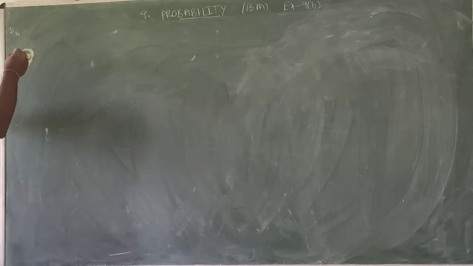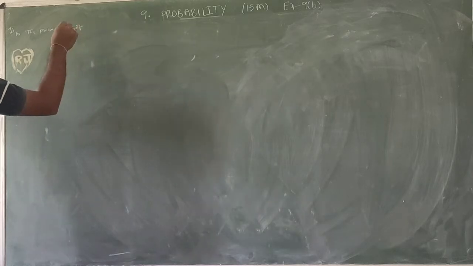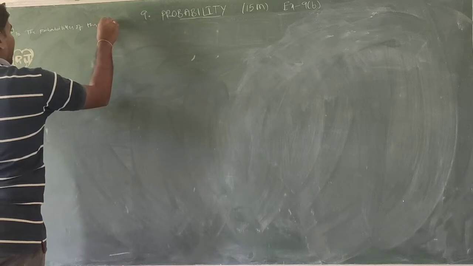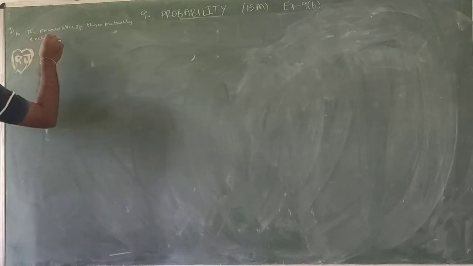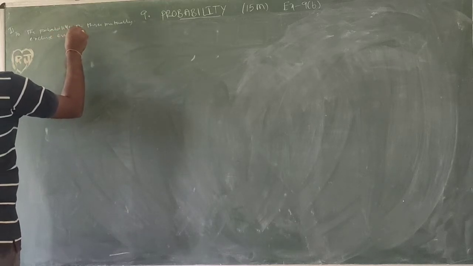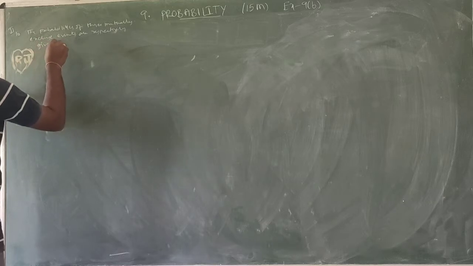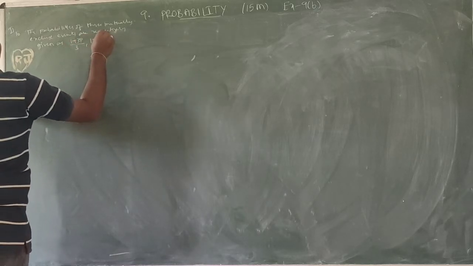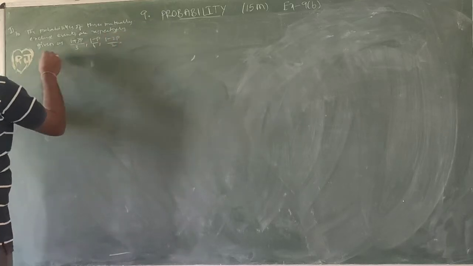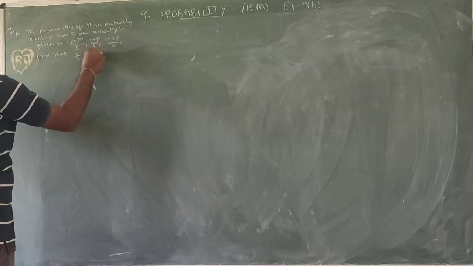Second bit, 10th question. The probabilities of three mutually exclusive events are given as (1 + 3p)/3, (1 − p)/4, (1 − 2p)/2. Prove that 1/3 ≤ p ≤ 1/2.